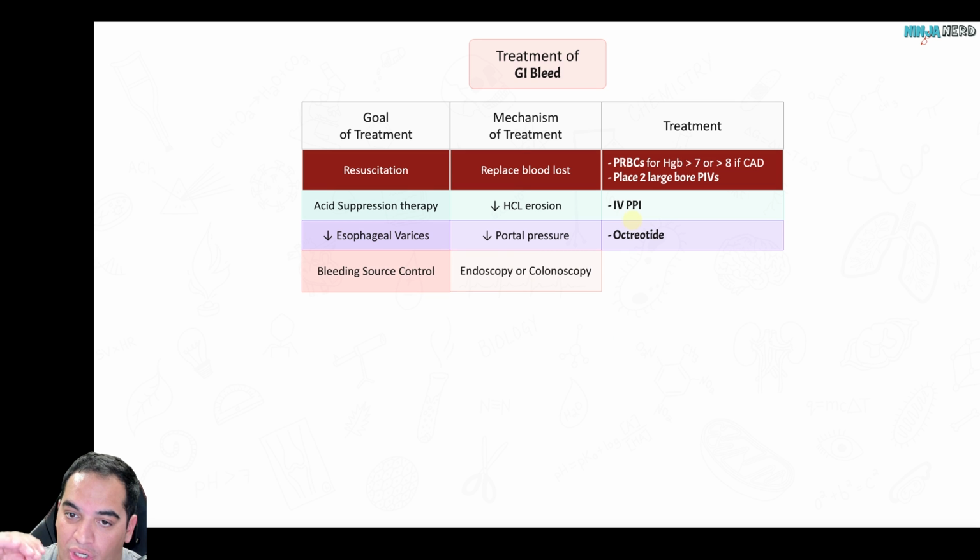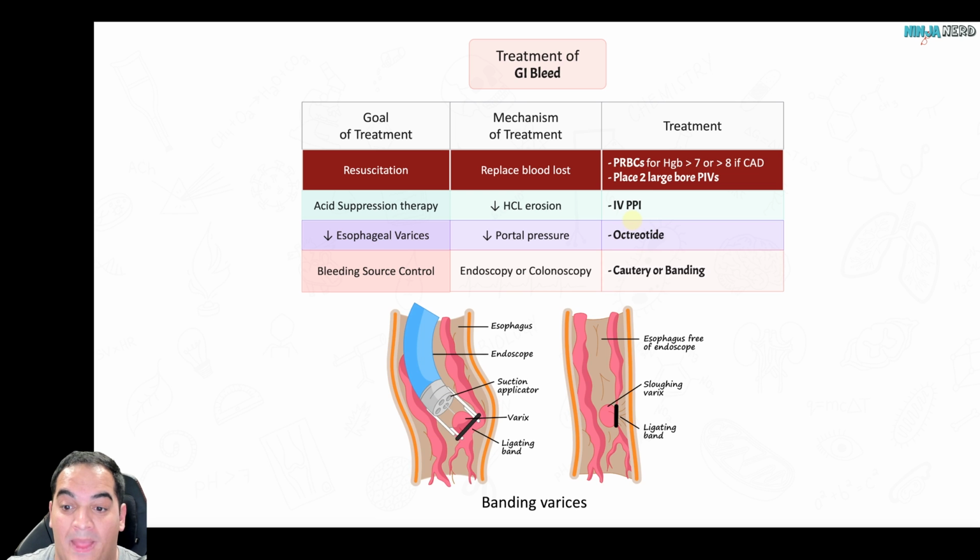Then you go and you control the area of where the bleeding is. If the patient is hemodynamically stable enough for you to get an endoscopy or a colonoscopy, great. Then you can go in, you can find the area where they're bleeding, you can cauterize it, you can band it, you can inject epi into it, etc. And you're done. You've treated the source of the bleeding, and then you're just going to maintain this goal, prevent any further erosion, and if they have esophageal varices, it's octreotide until you've banded those esophageal varices.